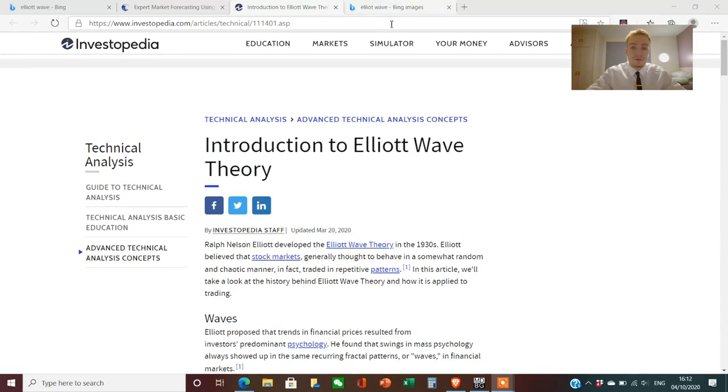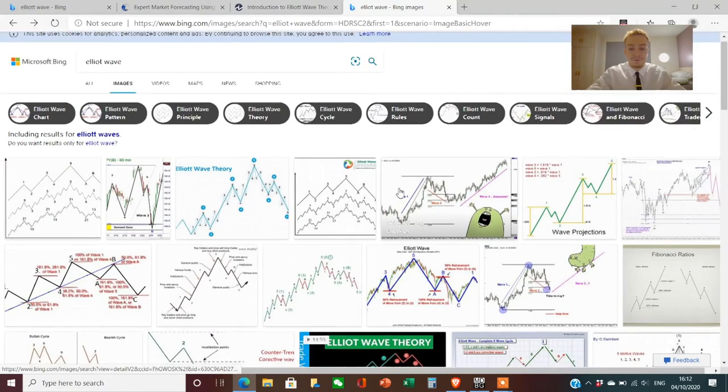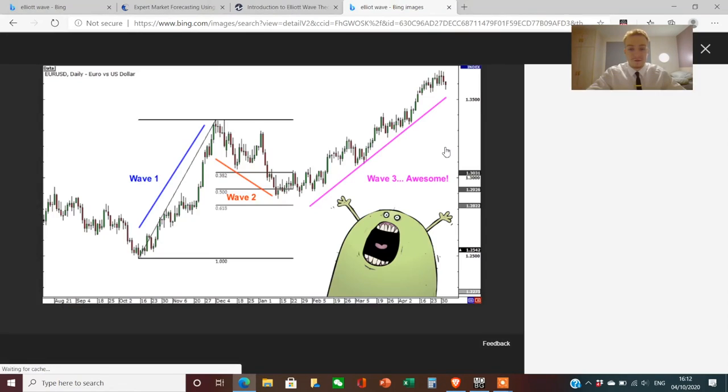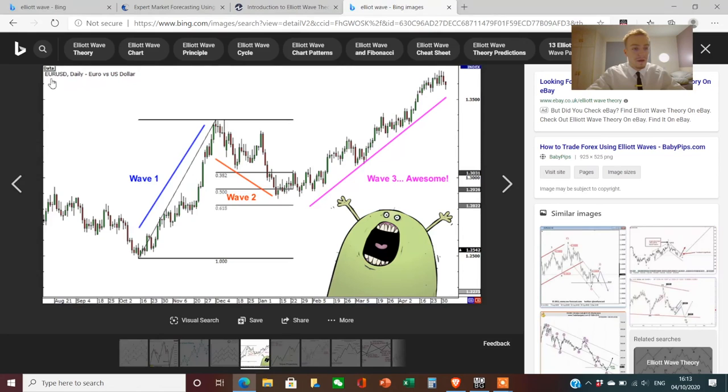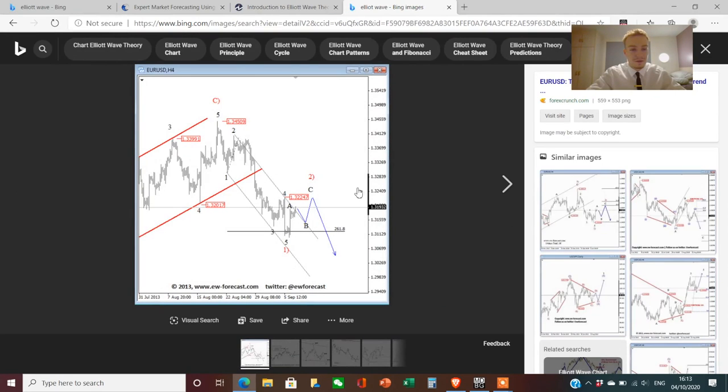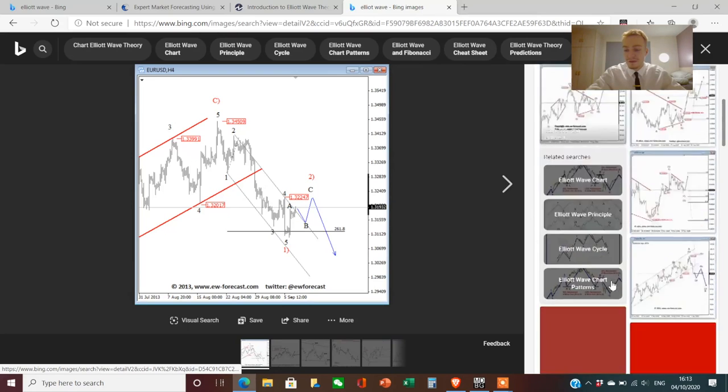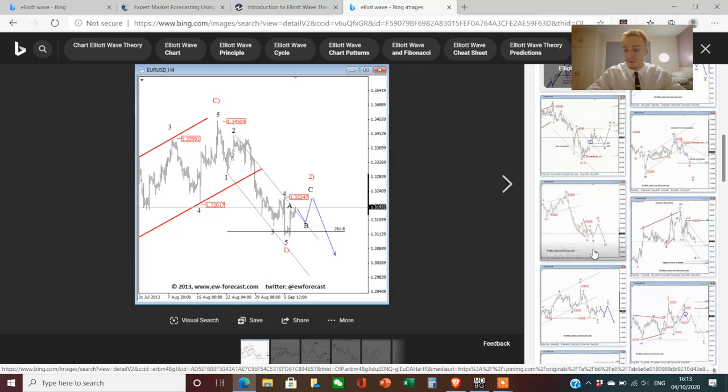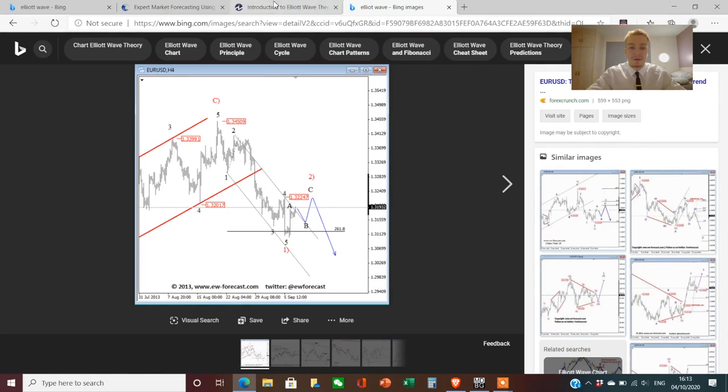So let's show you some more images before we go. Here's one of euro to US dollar. Here you can see wave 1, wave 2, wave 3. And we've got another one here. That one's not very well detailed. Neither of these, but as you've seen, it was able to show you on Investopedia.